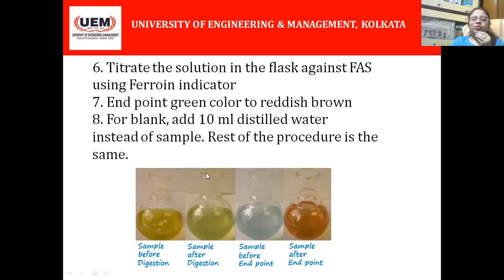Now for the blank, in place of sample water, we will take 10 ml of distilled water. As there is no chemical oxygen demand for distilled water, since no oxidizable waste is present in it, the whole amount of potassium dichromate will remain as it is. So from the blank, we will get the amount of potassium dichromate originally present in the solution. So for the blank, we use 10 ml distilled water instead of the sample; the rest of the procedure is the same.